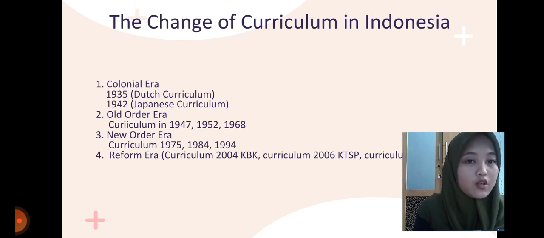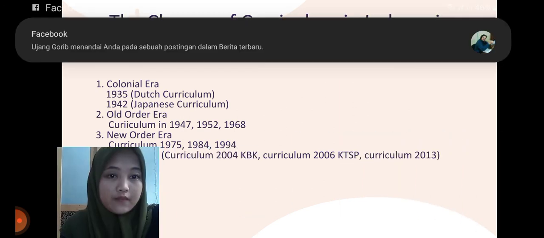Third, new order era. There are 3 categories: curriculum 1975, curriculum 1984, and then curriculum 1994. The last, reform era. There are 3 categories: curriculum 2004 or KBK, curriculum 2006 or KTSP, which in Indonesian language is familiar as KTSP, and then the last, curriculum 2013.